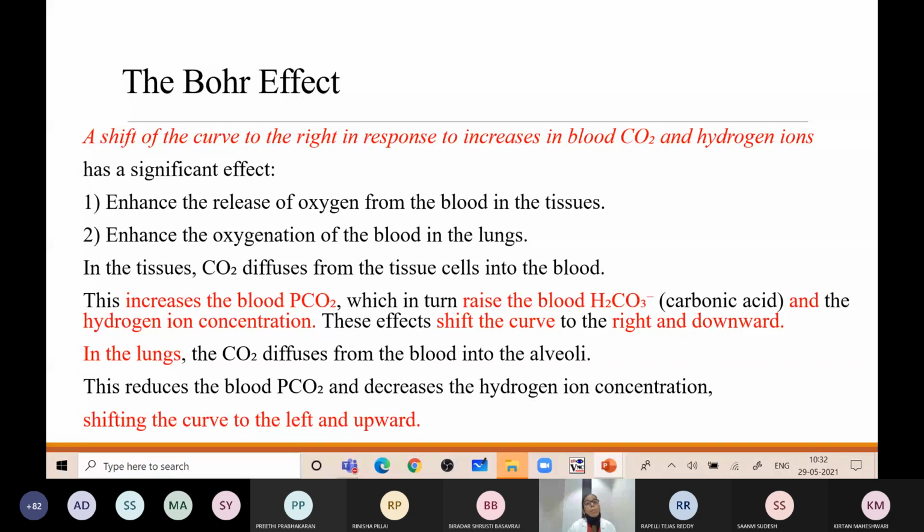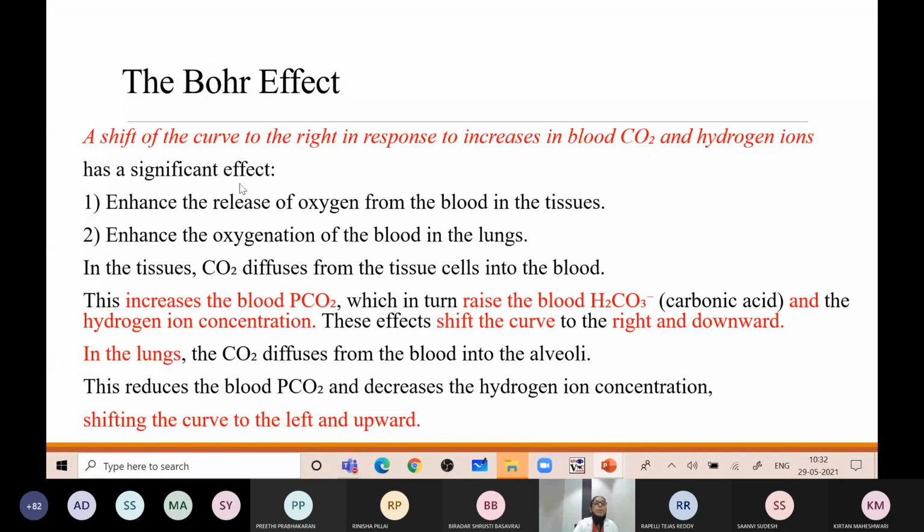Next, coming on to the Bohr effect. What is this Bohr effect? A shift of the curve to the right in response to increase in blood carbon dioxide and hydrogen ion. So whenever there is an increase in the CO2 and increase in the H plus ion, the curve will shift to the right. This is called the Bohr effect.